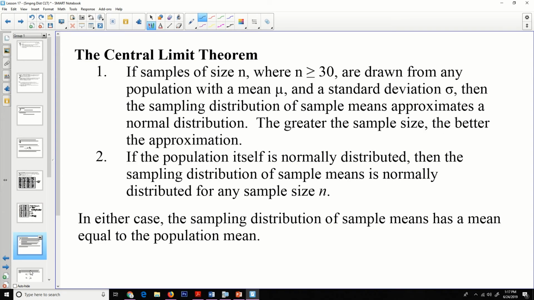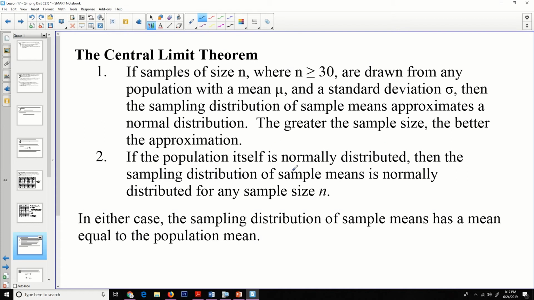The central limit theorem: if samples of size n greater than 30 are drawn from any population with a mean of mu and a standard deviation of sigma, then the sampling distribution of the sample means approximates a normal distribution. The greater the sample size, the better the approximation. Or if the population itself is known to be normally distributed, you don't need a sample size of 30 if they tell you in advance that the population is normally distributed.